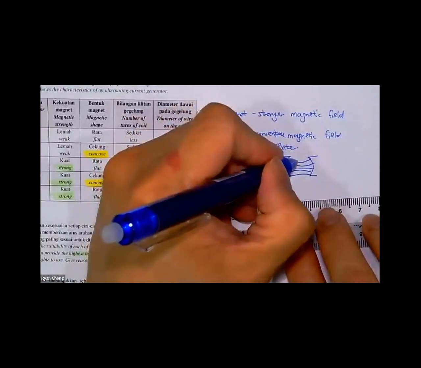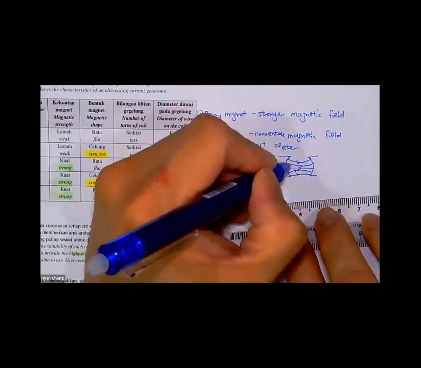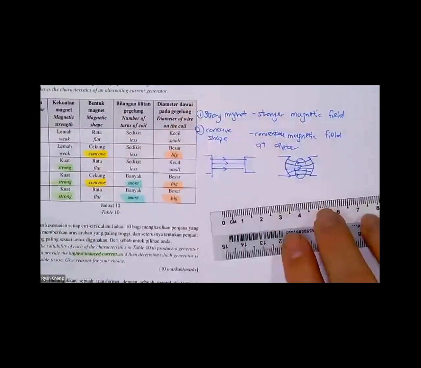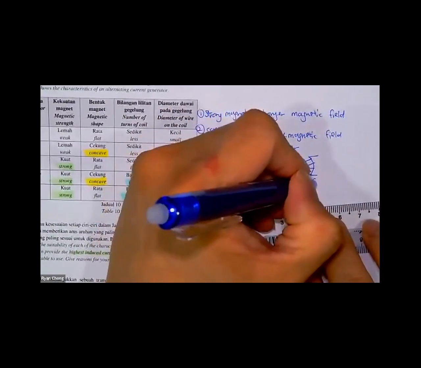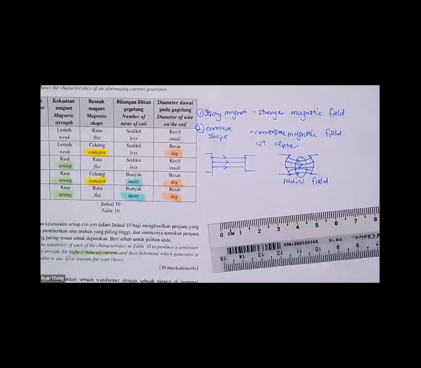So for example, my drawing is not that nice. But you see, this part will be concentrated. And sometimes we will call this one a radial field. Right? Radial field.